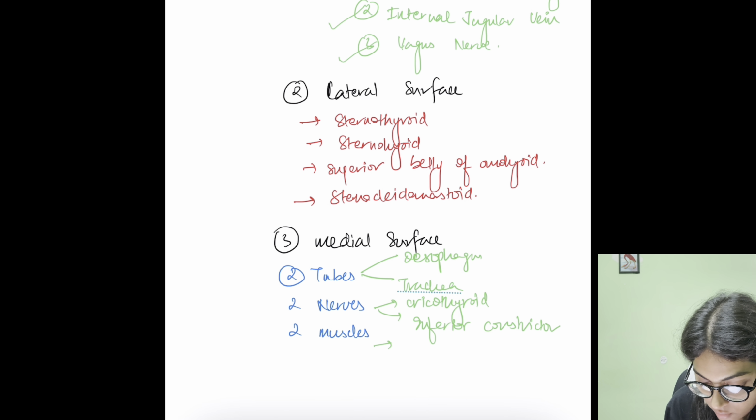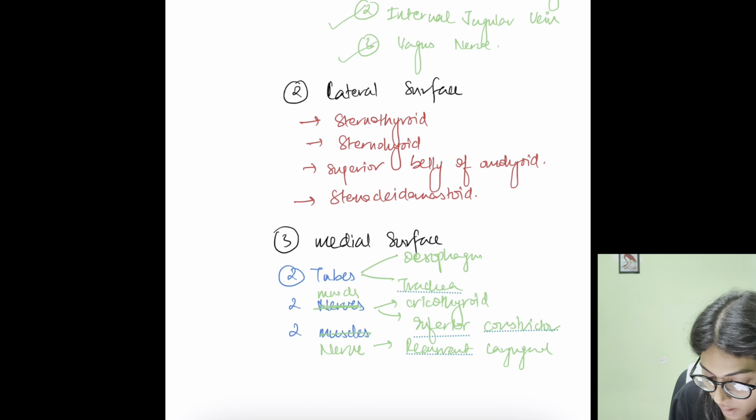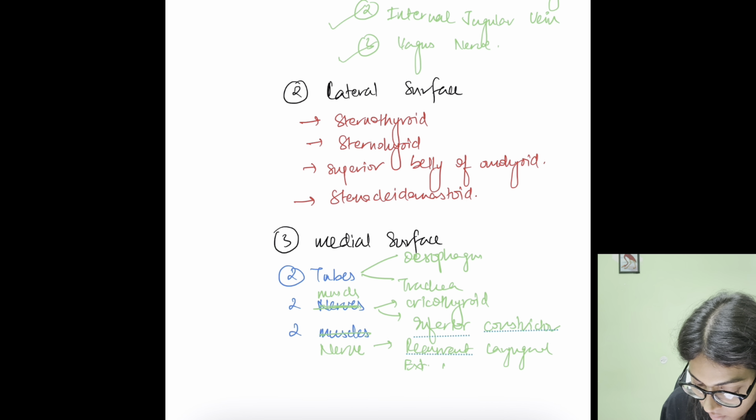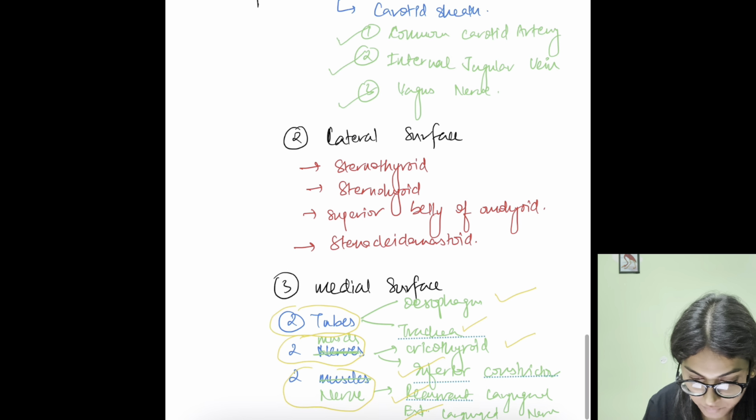And two nerves. Nerves we have: recurrent laryngeal and external laryngeal nerve. So two tubes, two muscles, two nerves. Two tubes are the esophagus and the trachea, and two muscles are the cricothyroid and the inferior constrictor. And two nerves are the recurrent laryngeal and the external laryngeal nerve.